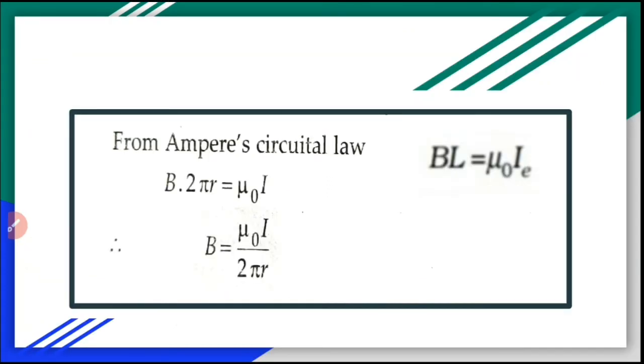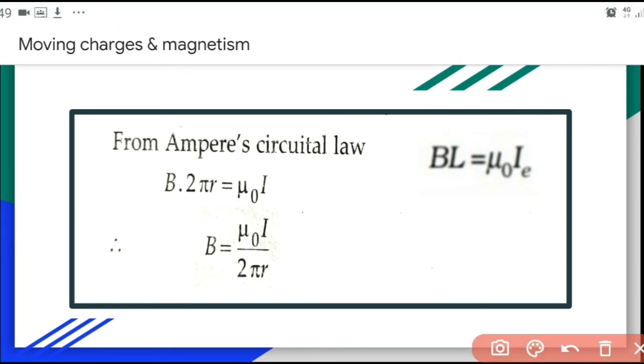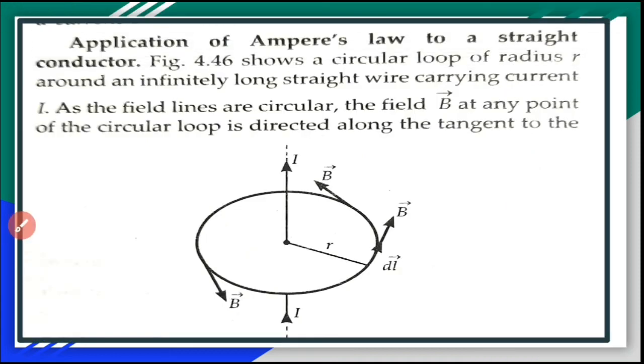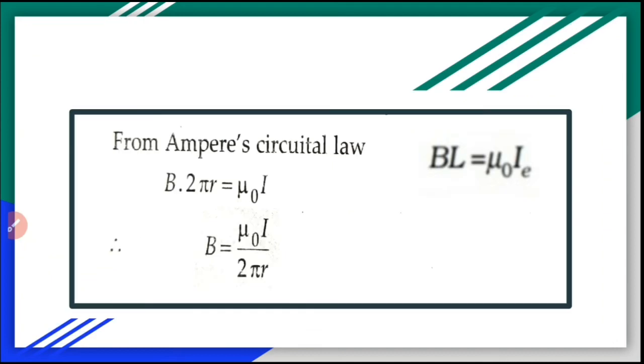Using the simple form of Ampere circuital law, we have BL equal to mu 0 I_E. Here L is the length of the Amperian loop. Since we assumed a circular Amperian loop, length of the loop means its perimeter, which is 2 pi r. So B into 2 pi r is equal to mu 0 I_E. Here I_E is the current enclosed by the Amperian loop. As you can see from the diagram, it is the current I through the wire, so I_E is equal to I. So we have B equal to mu 0 I divided by 2 pi r.